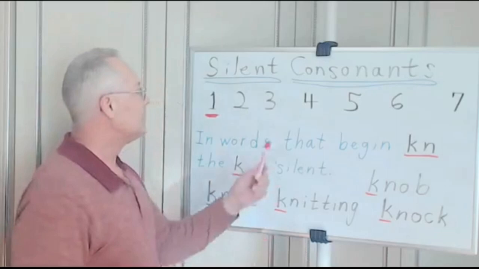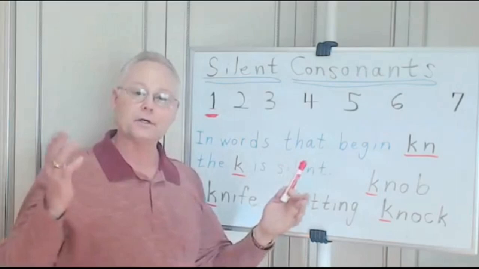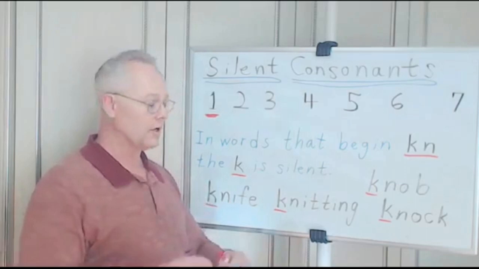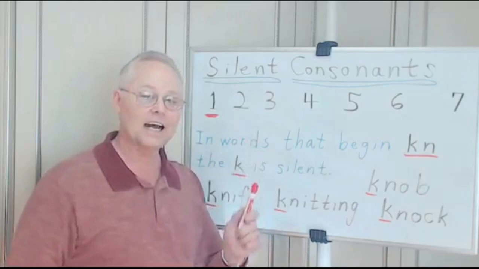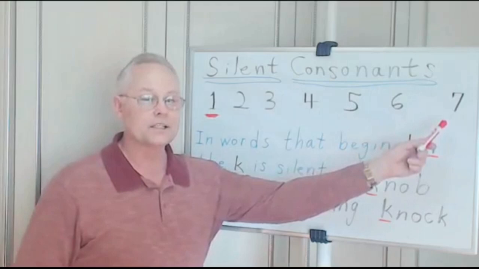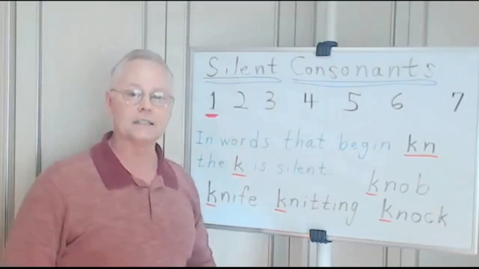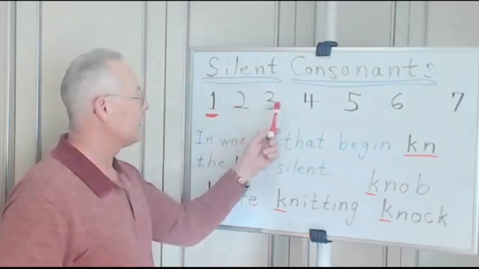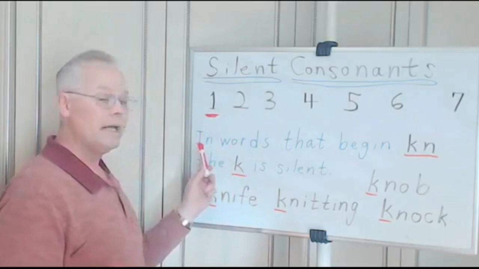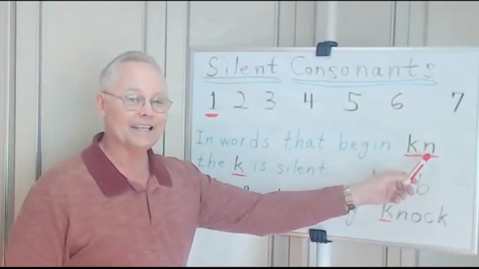We're talking about silent consonants. If you understand the consonants, it's easier for you to pronounce the words. You can make the sound of the consonant, and you know where and how to use it. Now, silent consonants are very important. The next six pronunciation videos are going to talk about silent consonants. These are going to be short lessons, so I'm going to take them one at a time. This is number one. Here we're talking about words that begin with KN. The K is silent.